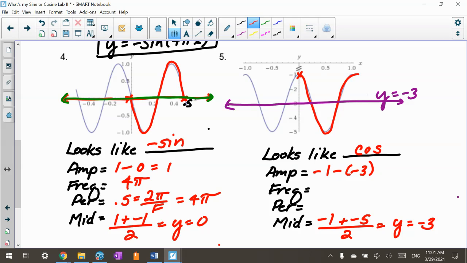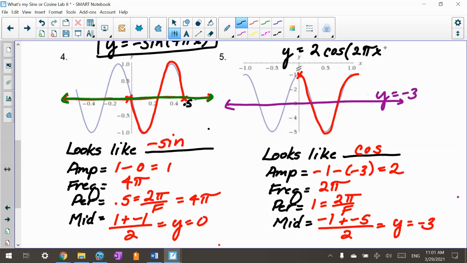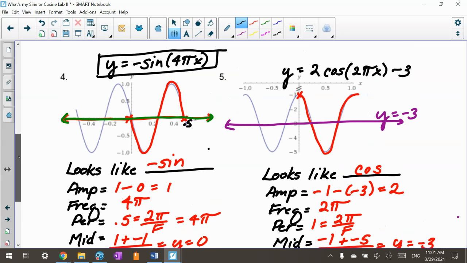My amplitude is high minus my midline, so negative 1 minus a negative 3. Negative 1 plus 3 is a 2. So this takes the guesswork out of it. My period is 1, which equals 2 pi over my frequency. So when I cross multiply, my frequency is 2 pi. So I did get them all done in one video. I didn't think I'd be able to do that. So I have y equals 2 cosine. My frequency is 2 pi. My variable is x. And my midline is negative 3. So there is my formula.